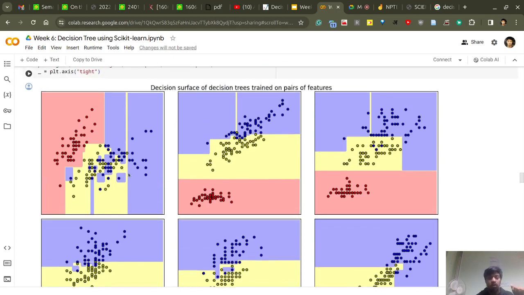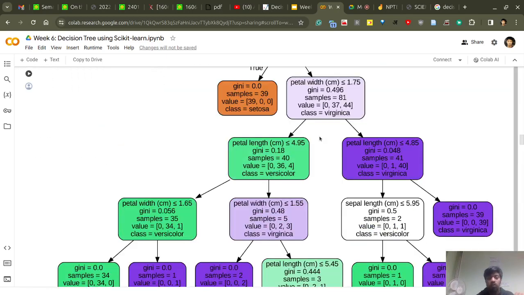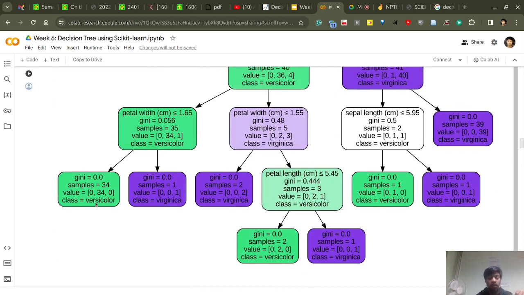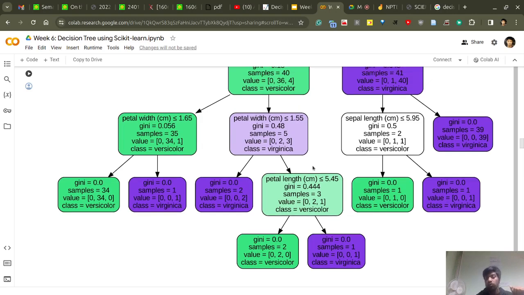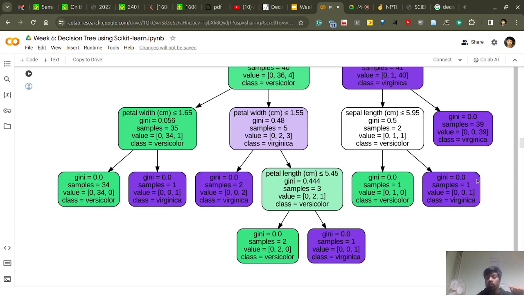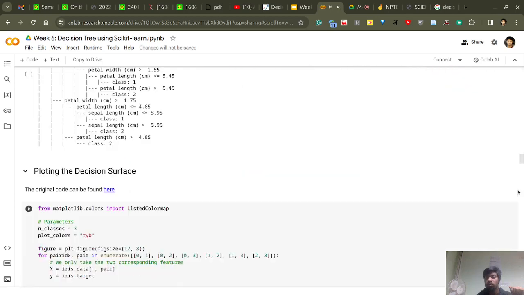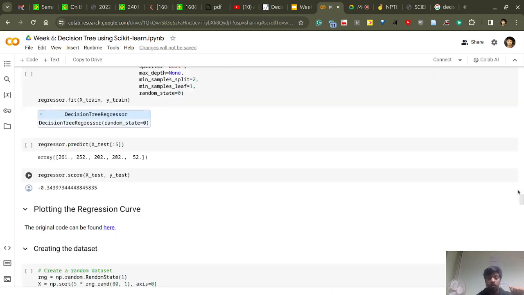Suppose here there is one blue part, another part of blue here, and another part of blue here. Same here, right? If it comes via this, it is versicolor. But if this condition is not satisfied, then also via some other way it can become versicolor. Same for Virginica, there are multiple root nodes which give Virginica. So this is the visualization.